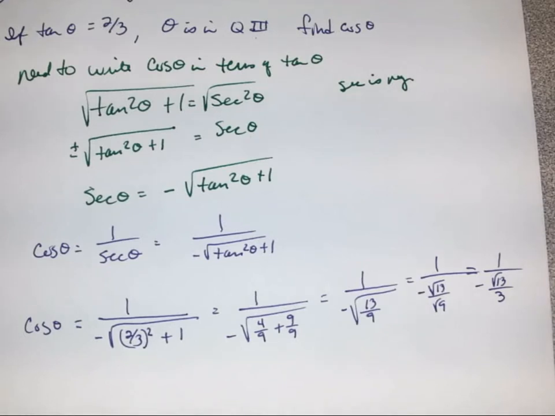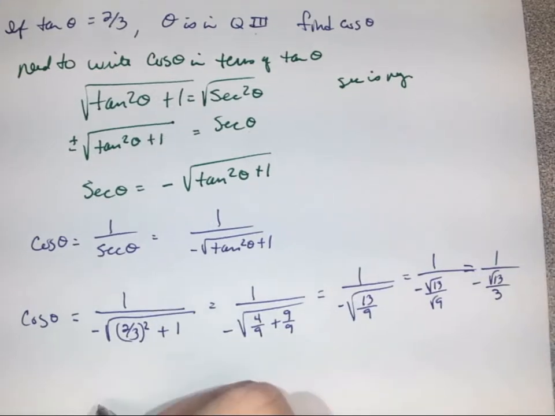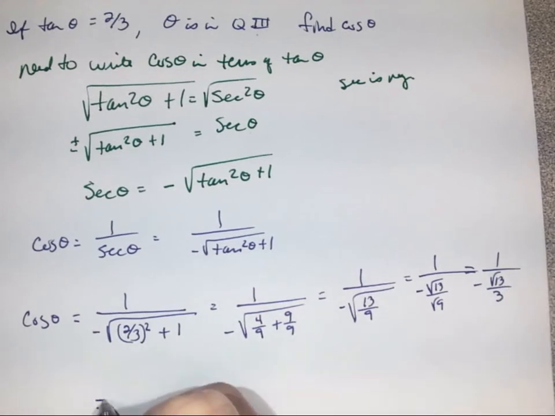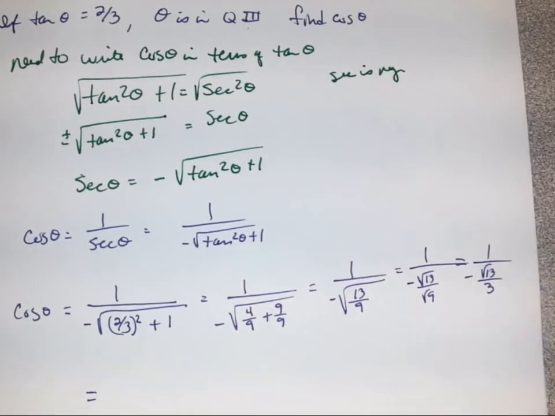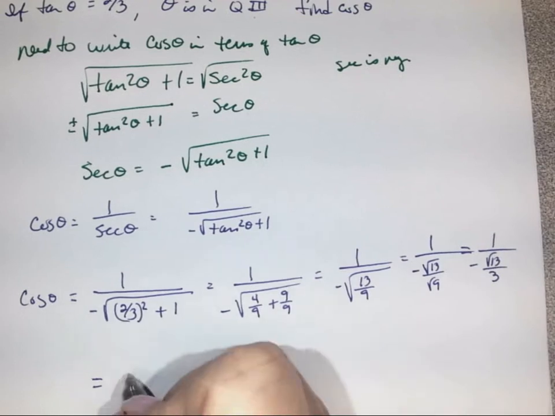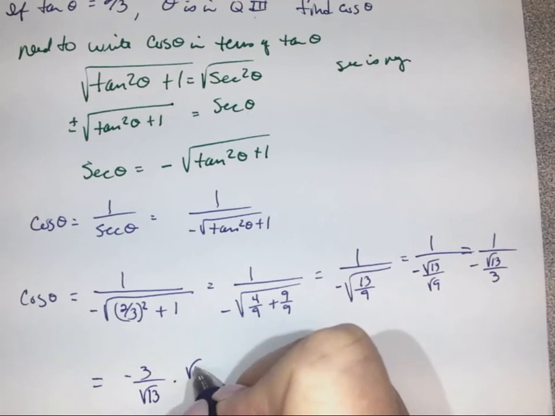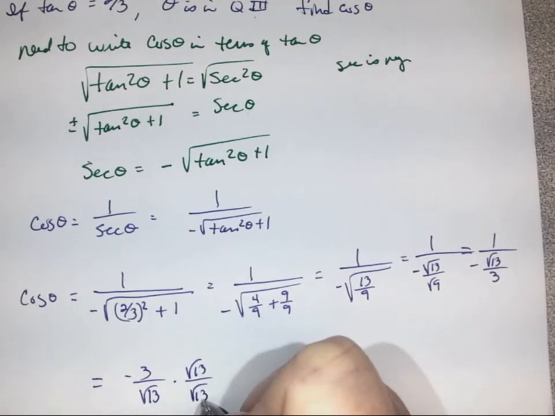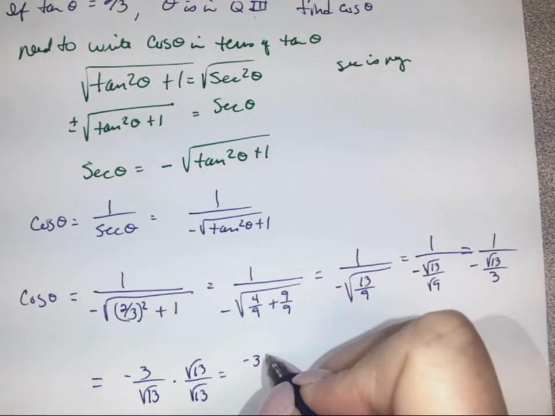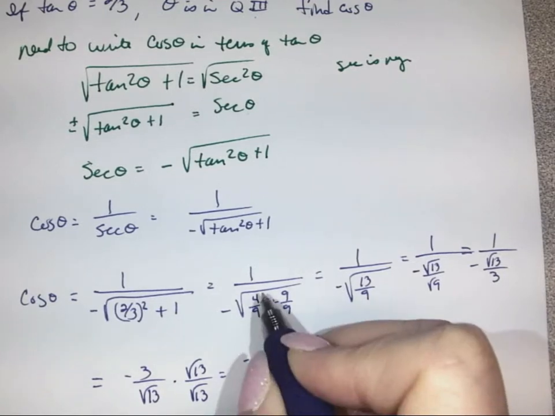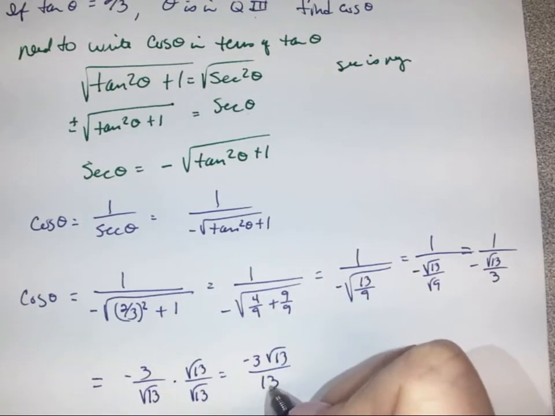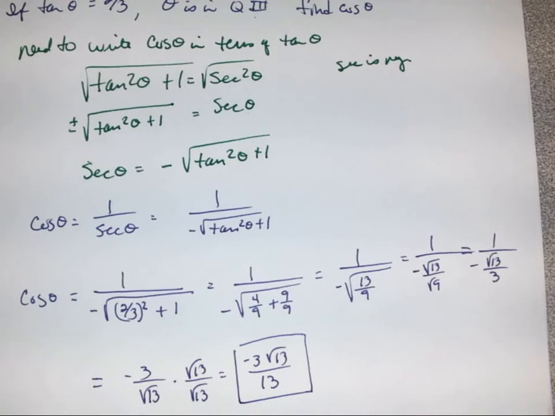All right, so now that we've got that, remember we don't divide by fractions, we multiply by reciprocals. So we don't have to show multiplying by the 1 because it doesn't change anything, but the reciprocal of this would be negative 3 over the square root of 13. And we got to rationalize our denominator, so square root of 13 over the square root of 13. So negative 3 square roots of 13 over 13. And that would be our final answer.